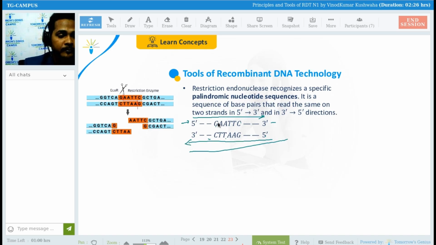Always keep in mind, a palindromic sequence is the sequence that reads the same when you read from both sides.